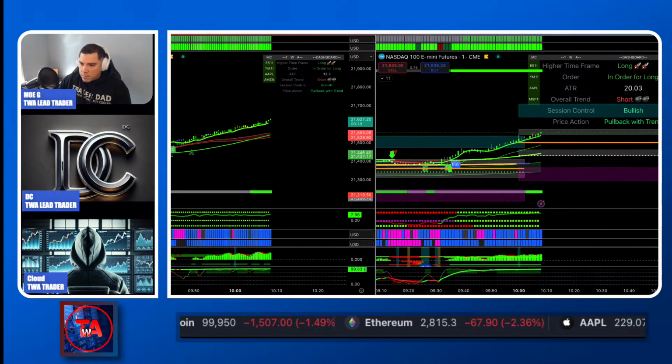You gonna make some comments about the dashboard now, Mo? How it changed completely? Yeah, just look at it. It's literally long, long, long, long. If you're shorting, it's up to you. Just saying.